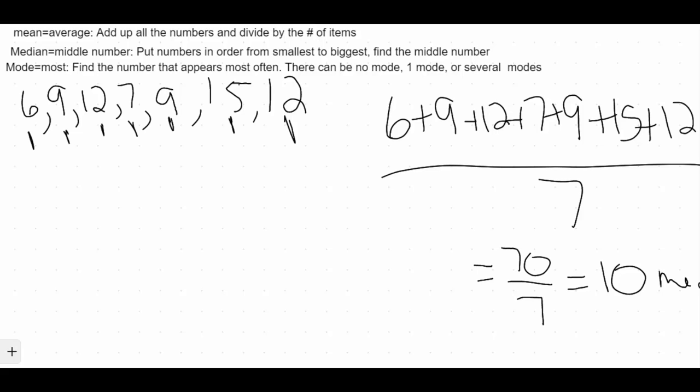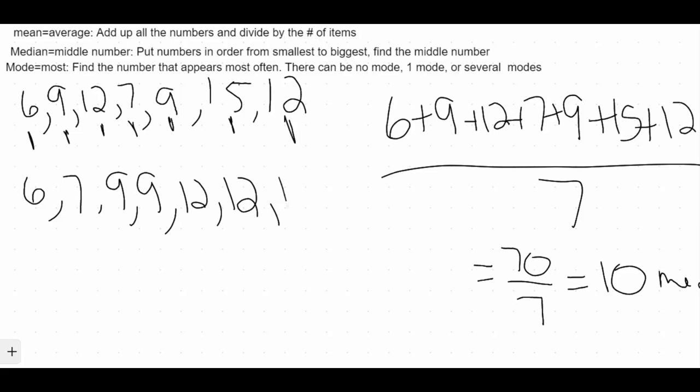So taking a look at this list, I'm going to have to do some rearranging. So starting with 6, and then a 7, and then let me see, we have a 9, another 9, a 12, and a 15. So I believe I got all of them. So now you can work on finding the middle number. I like to cross off from the end. So do 1 and 1, 1 and 1, 1 and 1.